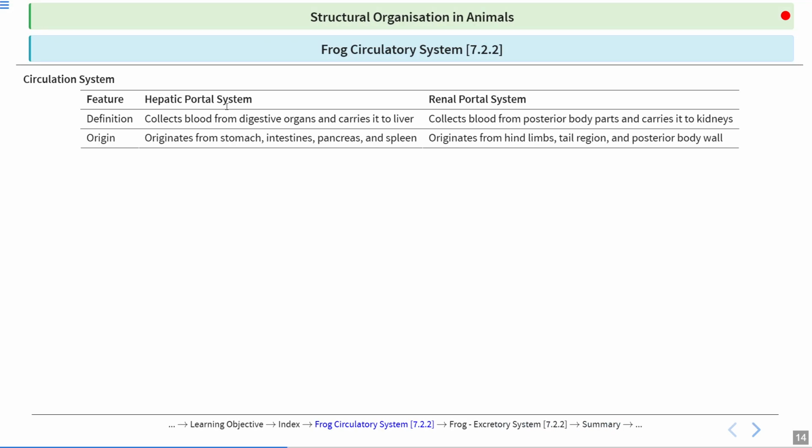So here are some of the features. Hepatic portal system. What is the meaning? It collects blood from the digestive organs and carries it to the liver. Because veins are there, all these veins collect the blood from the digestive organs, and so it has nutrients in it, right? And carries it to the liver. See the renal portal system. What is it doing? It collects blood from the posterior body parts and carries it to the kidney.